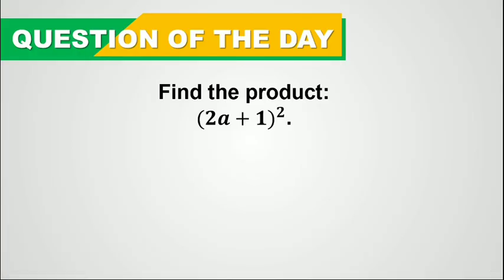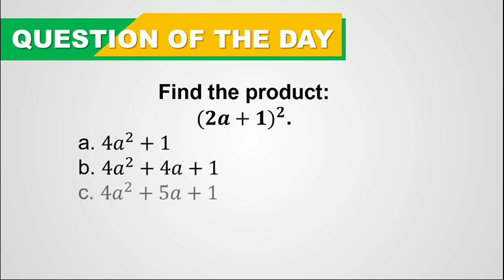What is the product when you square this binomial 2a plus 1? Is it letter A, 4a squared plus 1? Letter B, 4a squared plus 4a plus 1? Letter C, 4a squared plus 5a plus 1? Or letter D, 4a squared plus 5a plus 2? What is your answer?